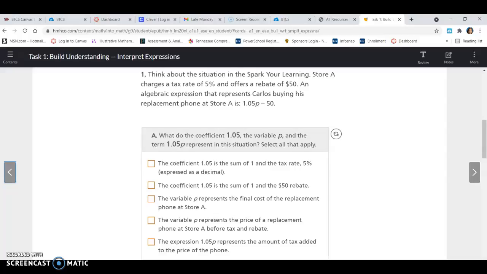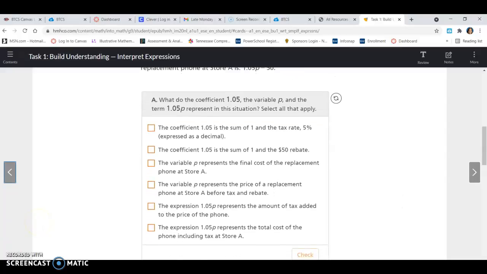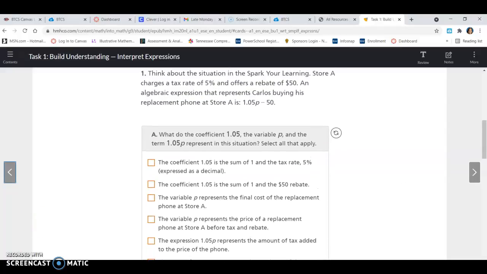Store A charges a tax rate of 5% and offers a rebate of $50. An algebraic expression that represents Carlos buying his replacement phone at store A is 1.05p minus $50, or minus 50. All right, so it says, what do the coefficient 1.05, the variable p, and the term 1.05p represent in this situation? Select all that apply.